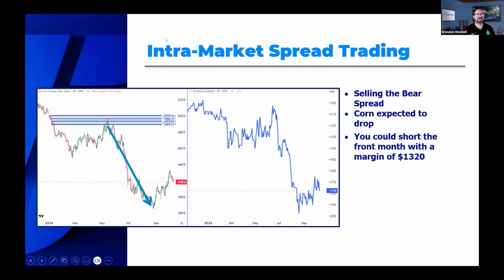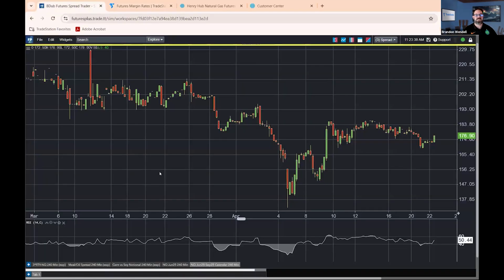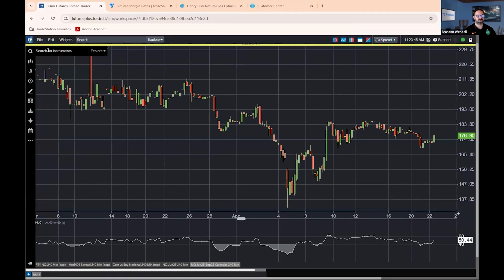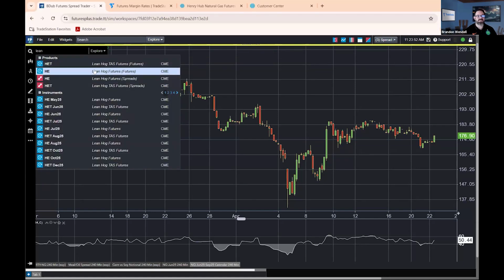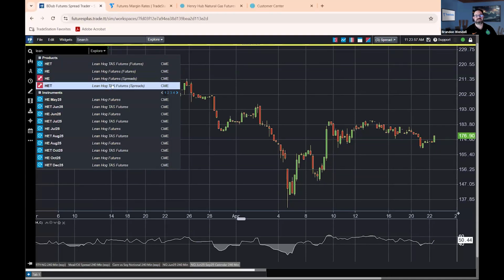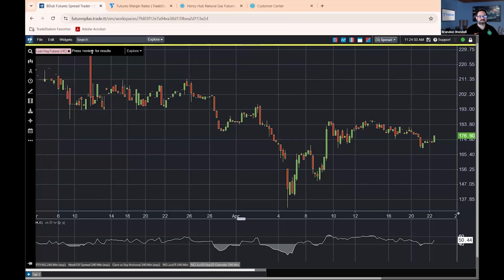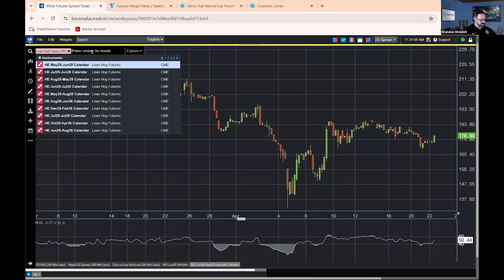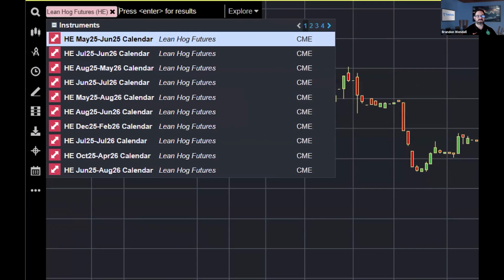Now, again, if you're trading TradeStation Futures Plus, there's a couple different ways of building these spreads. If I'm charting it like this, all I had to do is click on the plus symbol here and search for an instrument. Let's say I want to find lean hogs. I start typing in lean hogs, and there it is. That's the outright future. There's the spread. Don't use the TAS future spreads. Use this one. If I click on that, it says press enter for results. As I zoom in here so you can see it, I can choose whichever calendar spread I want that's available here. That's one way of doing it.